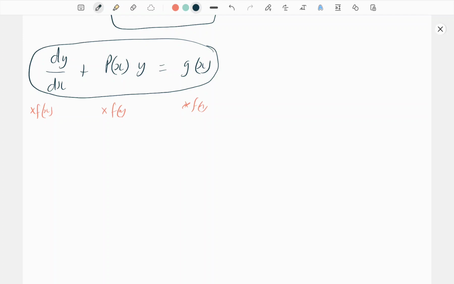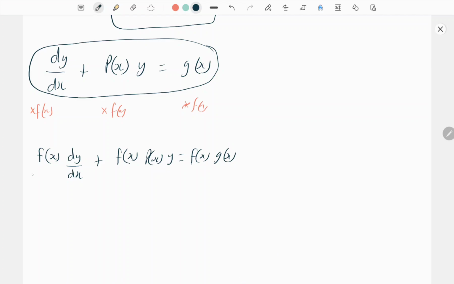So let's suppose the function we need to multiply by is f of x. We multiply everything by f of x, and then it becomes f of x dy by dx plus f of x p of x y equals f of x g of x.